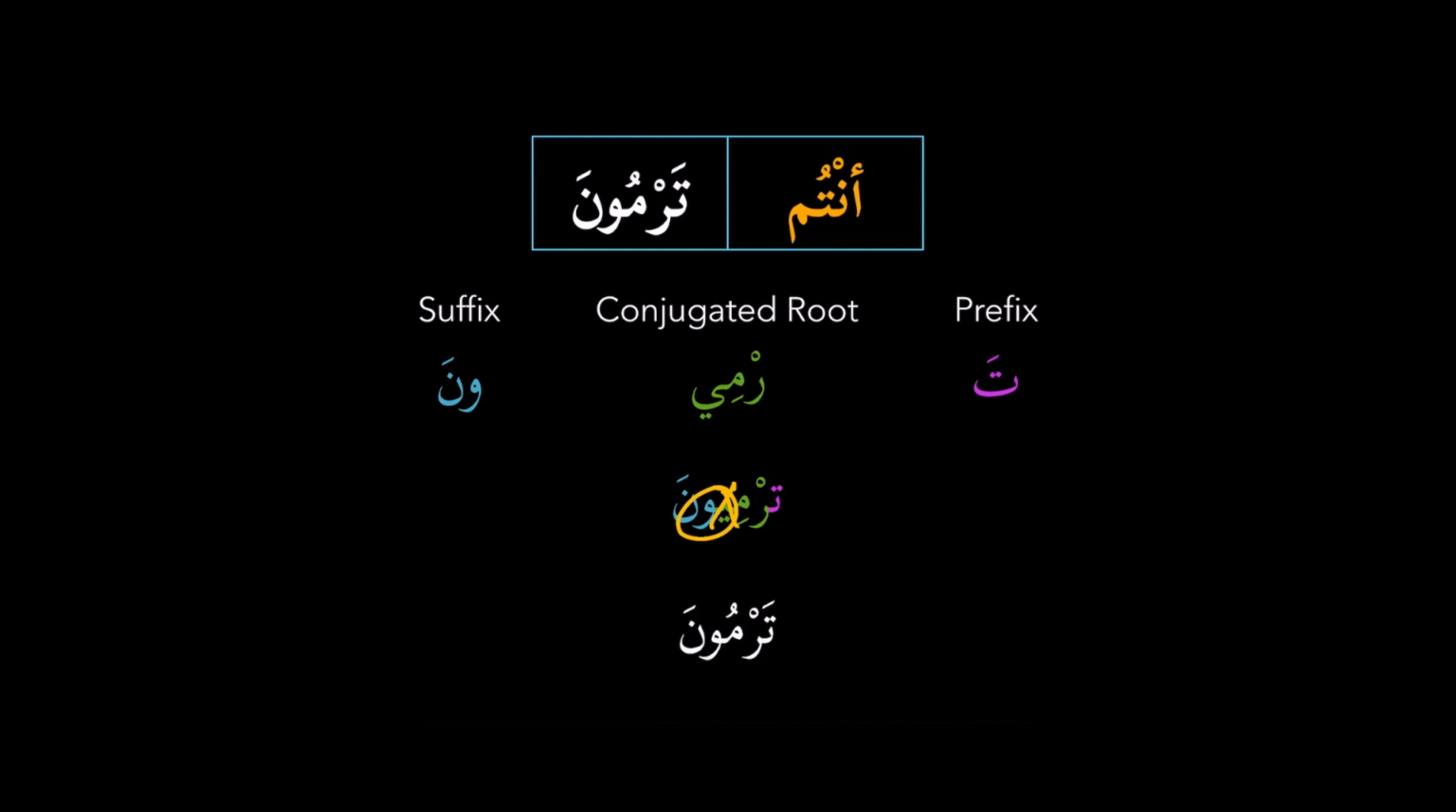But notice that for pronunciation's sake, the kasra that was below the meem gets transformed into a dhamma, and that provides a smoother transition into that wow. Entum termuna. The same logic applies for hum yarmuna, just with a different prefix.